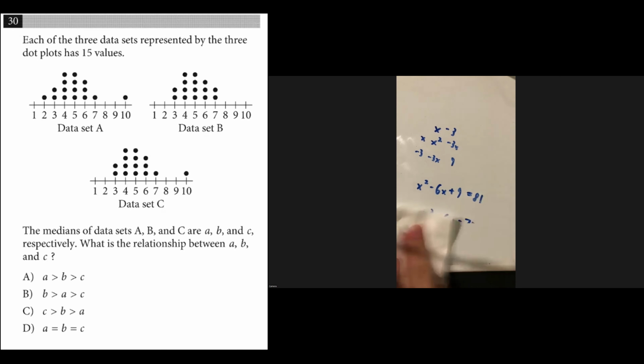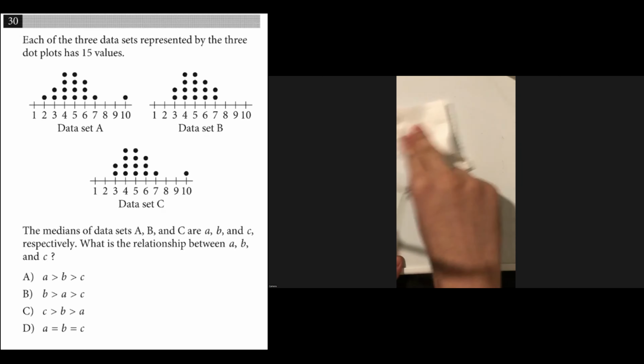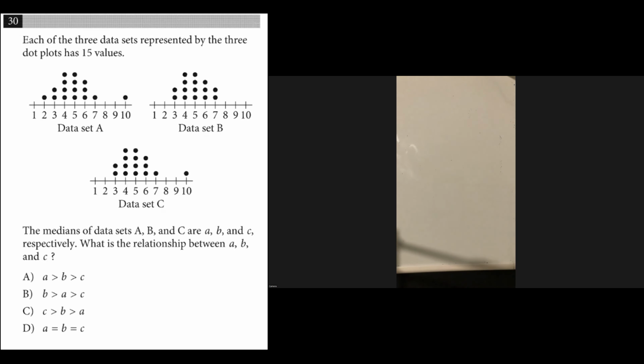Okay, so for this one, we have 3 different graphs. I'm probably not going to be able to do this one on the board, but we have 3 different data sets: data set A, B, and C. The difference between them is that data set C has an extra point at 10, and data set A has an extra point at 2 and at 10. Data set B is the same as the others, except for some slight differences. And so it asks us what is the difference between the medians of the 3.